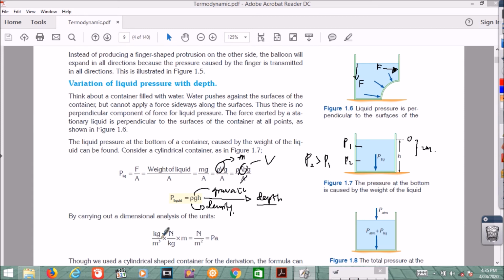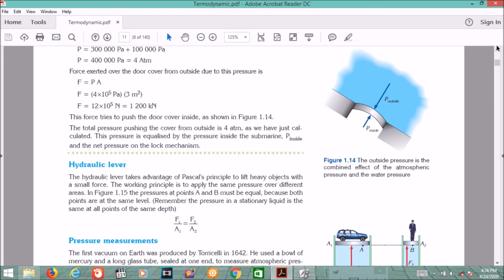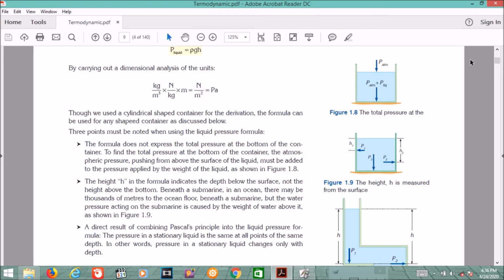And then if you use units analysis, the unit of rho is kilogram per meter cubed. The unit of gravitational acceleration is Newton per kilogram, and the unit of depth is meter. You will get Newton per meter squared. This is the unit for pressure, Pascal. Easy. From our discussion in this video, we can state three main important things. There are three points that must be noted when using the liquid pressure formula.